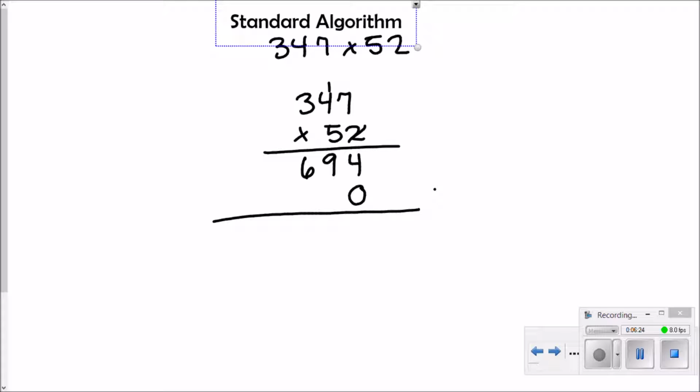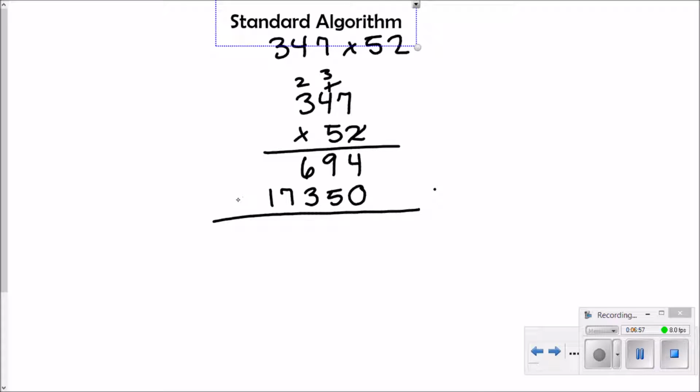And the reason why I say 50 and not 5 is because that 5 is in the tens place, therefore its value is 50. And we just put this 0 in here because we know anytime we multiply a digit by a multiple of 10, in that ones place we're going to have a 0. So 5 times 7 is 35. We're going to carry our 3. 5 times 4 is 20 plus 3. We get 23. Carry the 2.